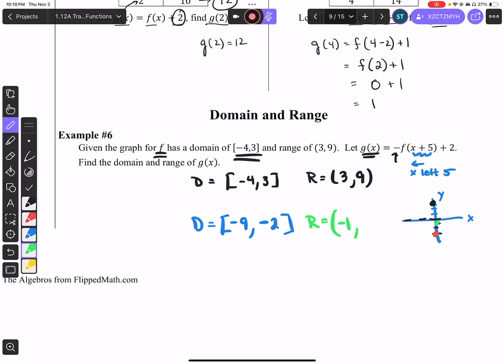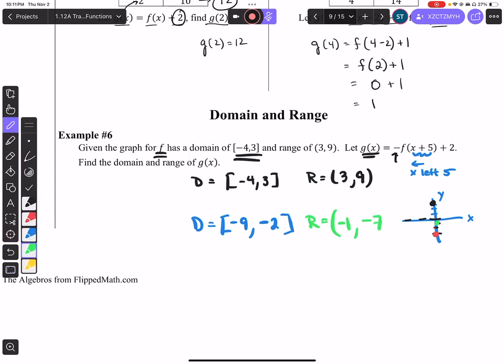And the high value of it, let's see here. High value is way up here at 9. And it's going to get flipped upside down. So now it's at -9. And then it has to go up 2. So I'm at -8 and -7. So it's going to shift to -7.